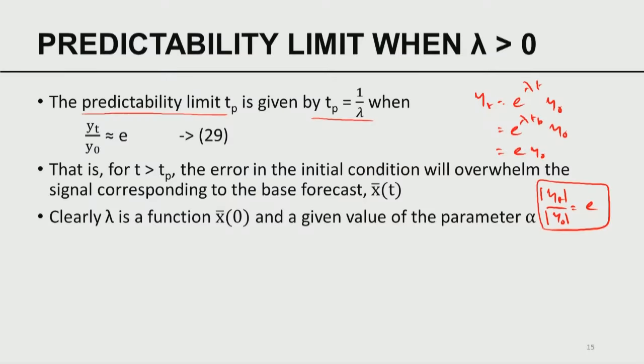The analysis of data assimilation is not complete until we understand the predictability limit, how long the prediction can hold water. That's the idea here. So that is, for time greater than Tp, Tp is the predictability time, for time greater than Tp, the error in the initial condition will overwhelm the signal corresponding to the base forecast. Clearly, lambda is a function of x naught and the given value of the parameter. Lambda varies as a function of the initial condition, also the parameters.